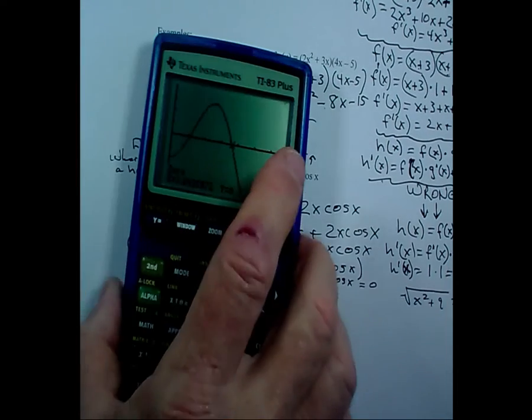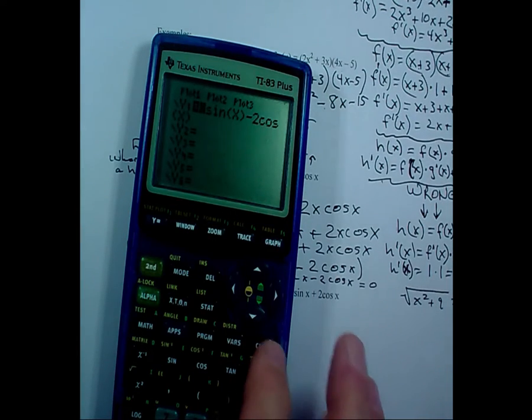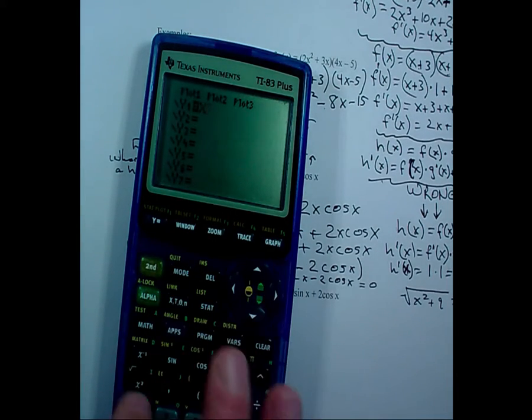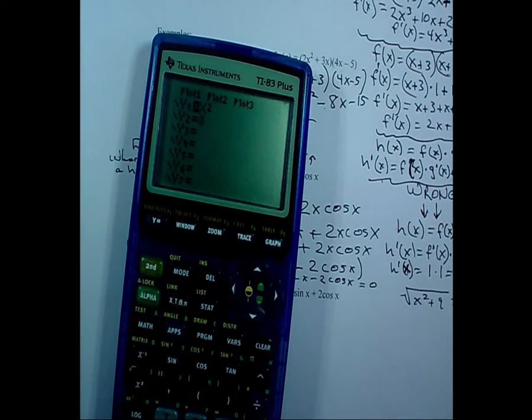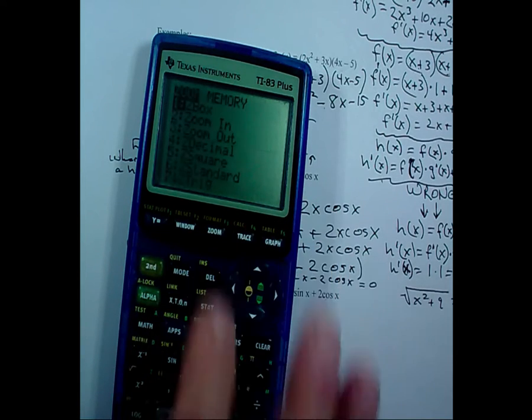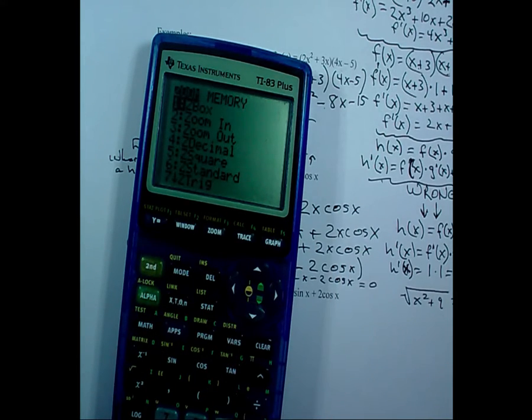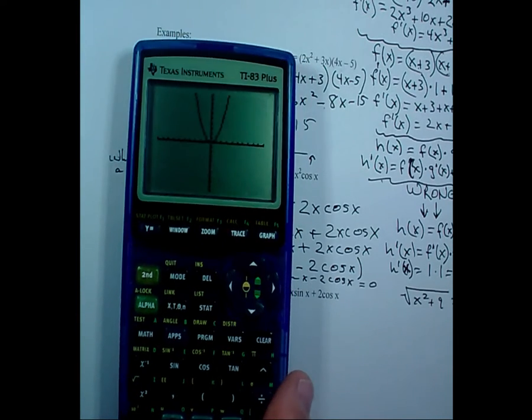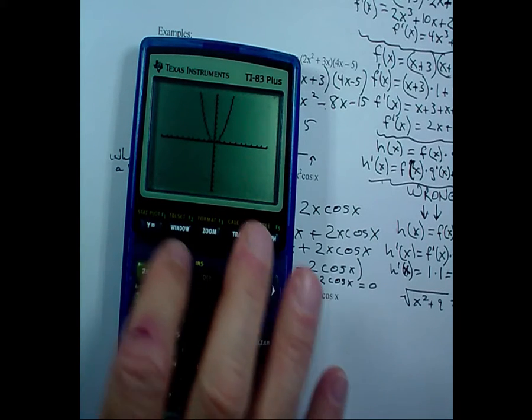Go back to y equals. I'll start out with clear this, and I'm going to put in x squared. If I graph it, it looks something, oops, I don't want that. I'm going to change my window. Zoom 6. So there's my window. Okay. So what I'm going to do is I'm going to go second quit.